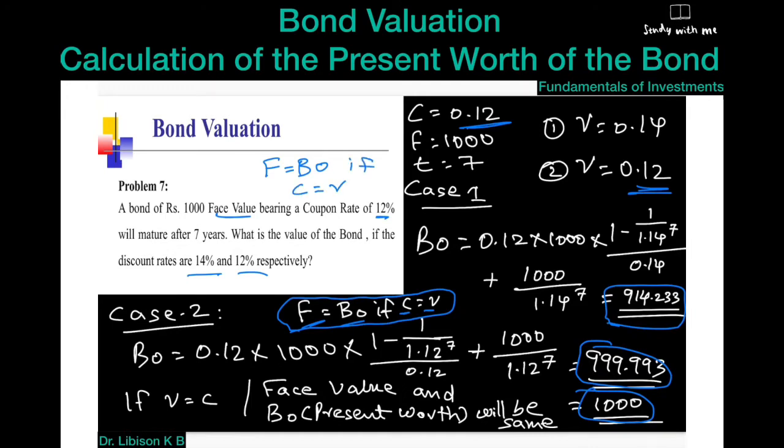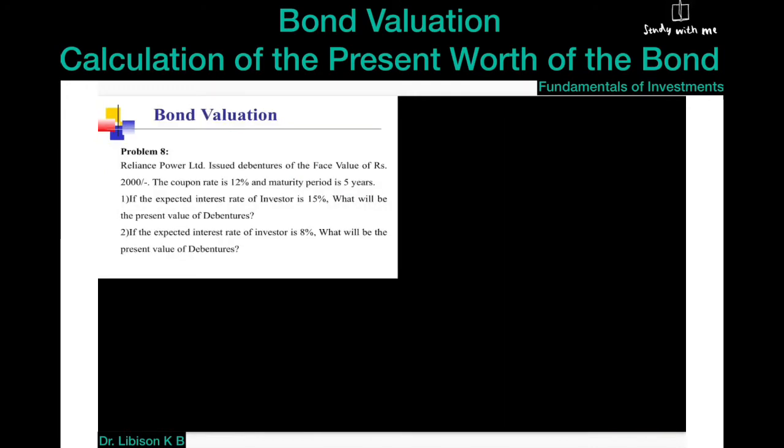Eighth problem. Reliance Power Limited issued debentures of the face value of rupees 2000. The coupon rate is 12% and maturity period is 5 years. If the expected interest rate of investor is 15%, what will be the present value of debentures? If the expected interest rate of investor is 8%, what will be the present value of debentures? Just like the previous problem, we have two scenarios. First case R is equal to 15%, second case R is equal to 8%.